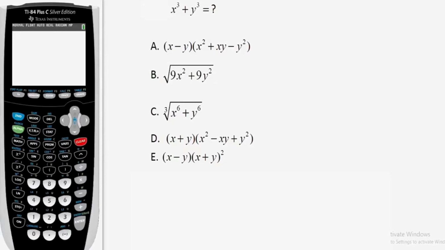In this video, we are going to learn how to solve this ACT math question using the TI-84 Plus scientific calculator fast and easily. So make sure you stay to the very end of the video. Okay, so let's get started.